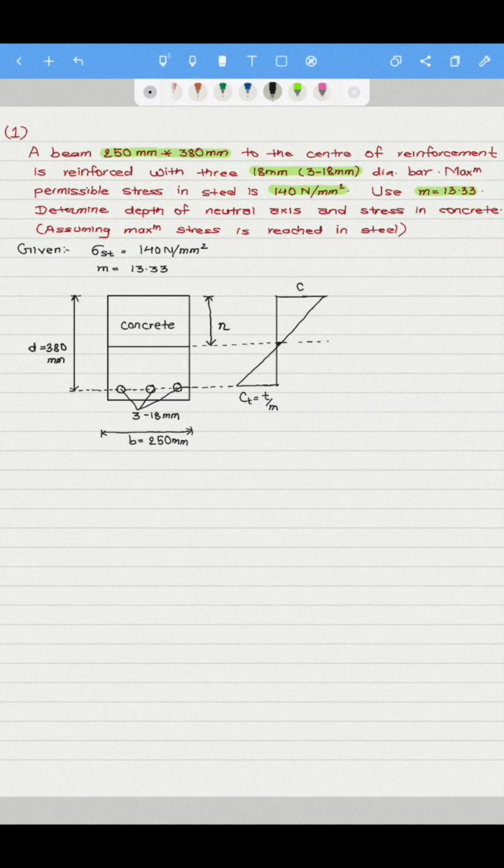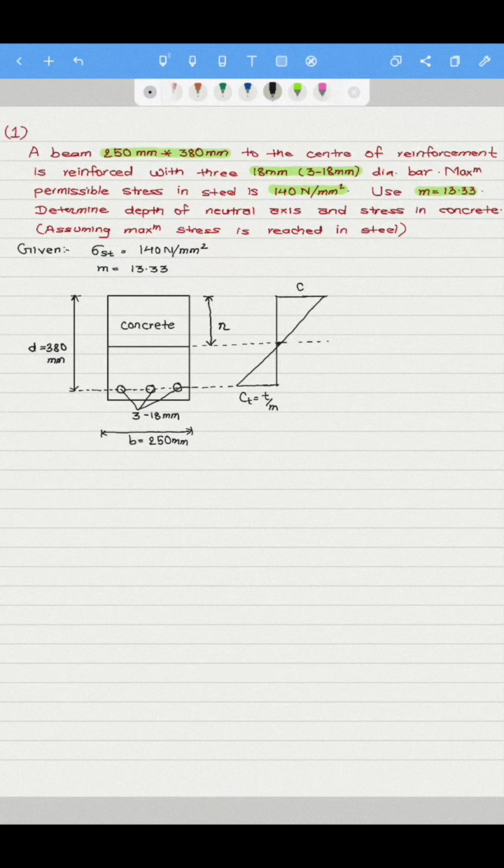Here we are also provided the permissible stress of the steel, and we are given the value of modular ratio to be 13.33. Now we are to find the depth of neutral axis and stress in concrete, assuming the maximum stress is reached in the steel. So the value of sigma st is 140 Newton per mm square, and the value of modular ratio here is 13.33.